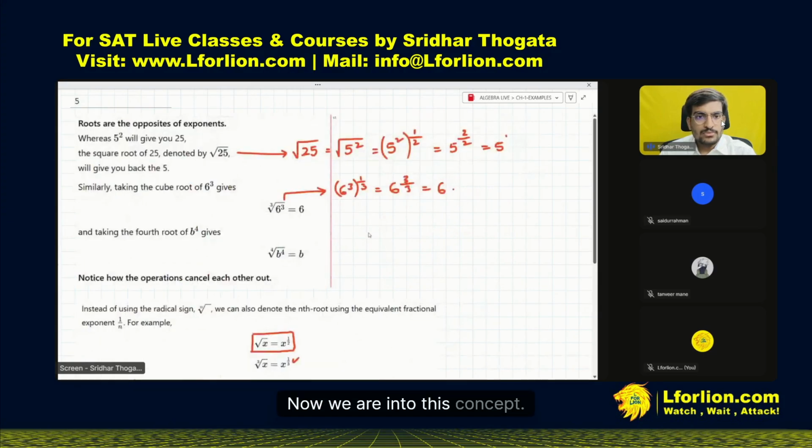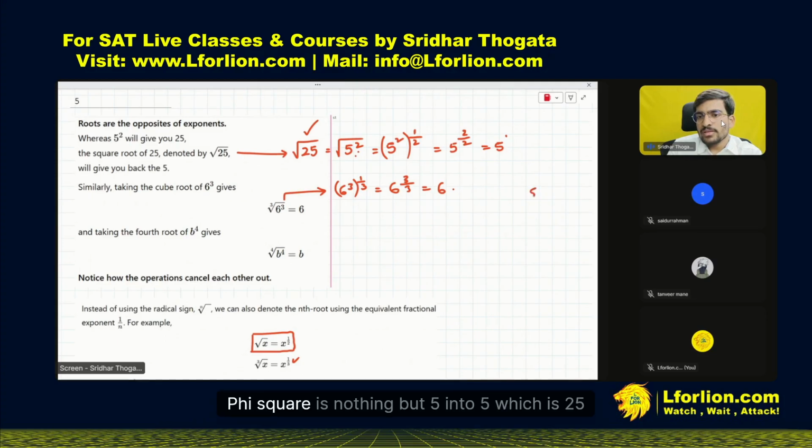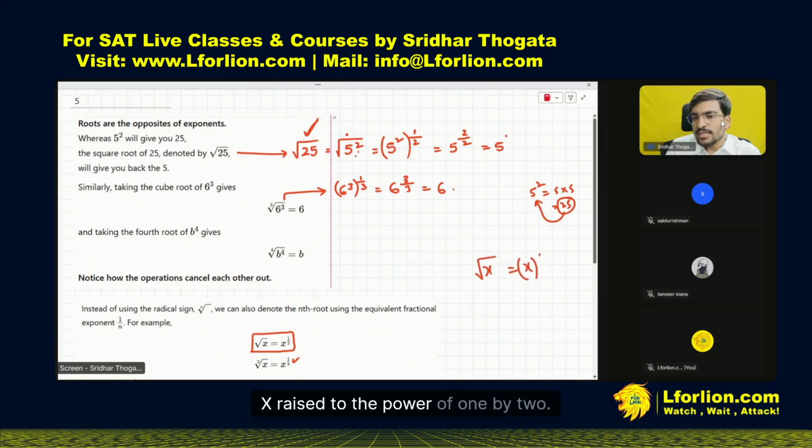Now we are into this concept. Here, roots are the opposite of exponents. You already know. What does that mean? You see here, root 25, I wrote it as 5 square, because 5 square is nothing but 5 into 5, which is 25 only. So instead of 25, I wrote 5 square. Why did I write it like that? So that I can remove this root. What is the meaning of root? Let's say root x. What is the meaning of that? x raised to the power of 1 by 2.